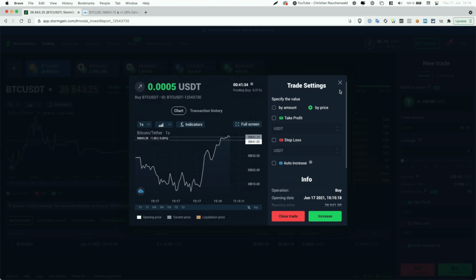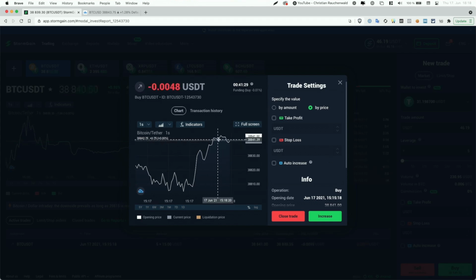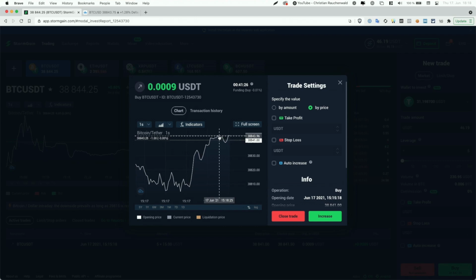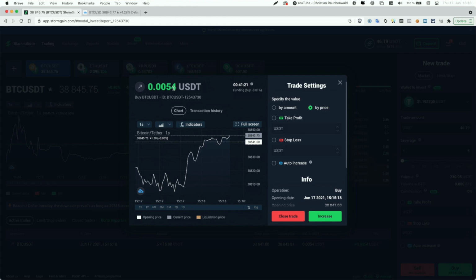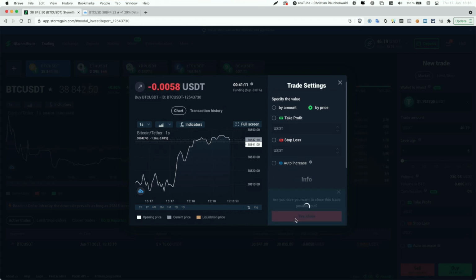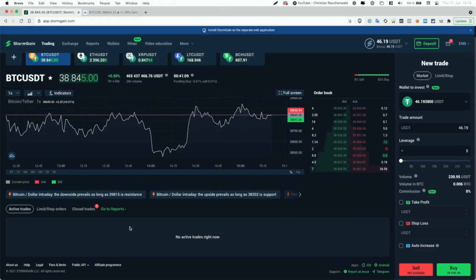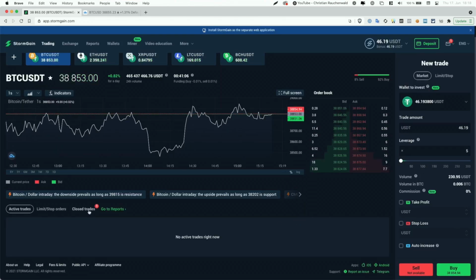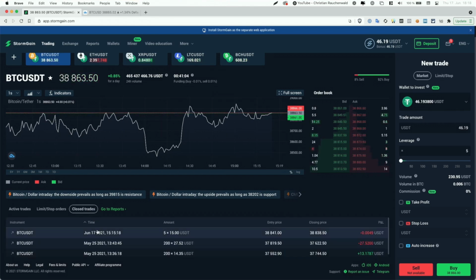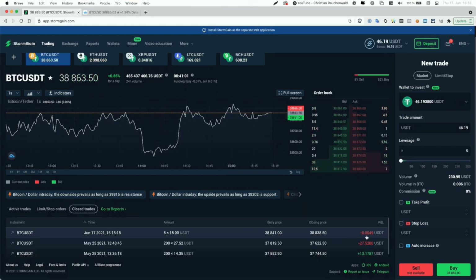So as we can see now, roughly a minute or so after I opened the position, the price slightly increased above the level where I bought it, and it shows us that we have 0.0009, or now 0.0054 USDT in profit. So if I were to close this trade right now, which I'm actually going to do just to show you, so confirm that I want to close it, then I actually would be able to see my profit, or in this case, because the price moved against me in the last second, see a small loss of 0.0049 USDT. And that's pretty much how it works.